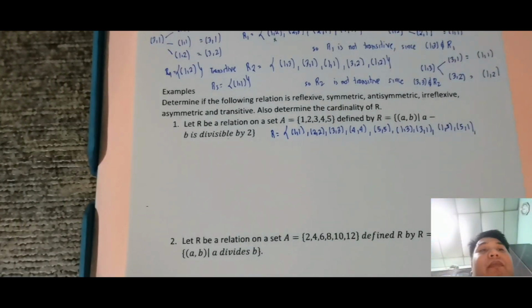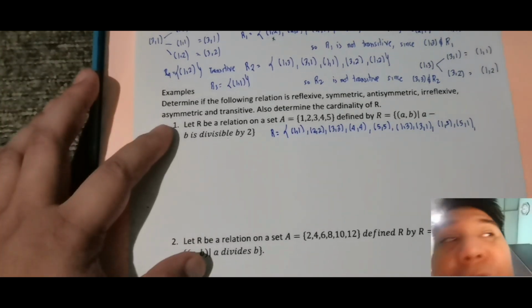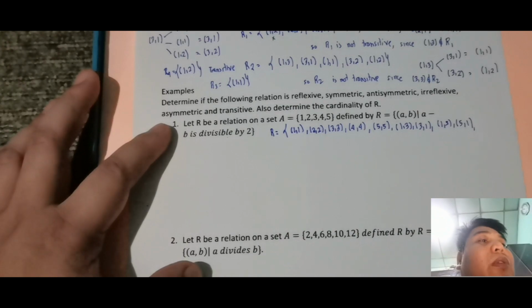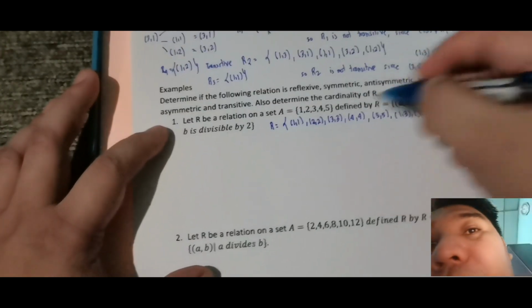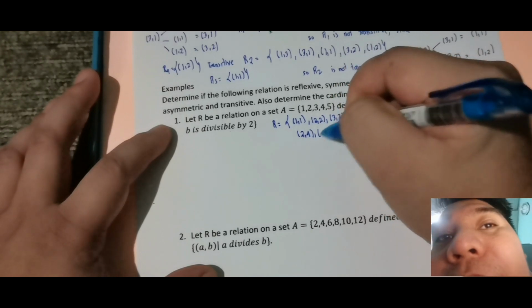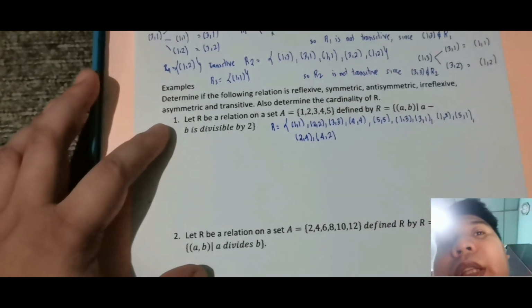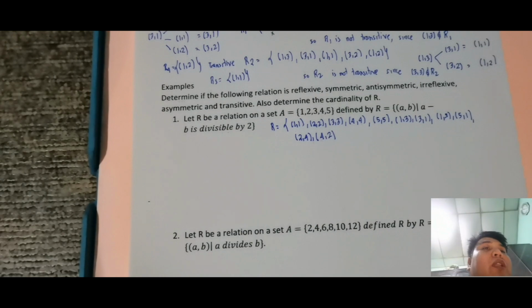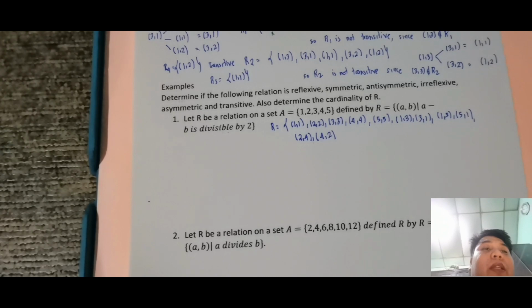Let's go on to 2. (2,1) is already covered. (2,3), no, that's 1. 3 minus 2, also no. Okay, (2,4). Okay, (2,4) is included. Why? 2 minus 4 is negative 2, and 4 minus 2 is 2. So (2,4) is included, then (4,2). Next, (2,5). No, because 2 minus 5 is negative 3 and 5 minus 2 is positive 3. That is not divisible by 2.